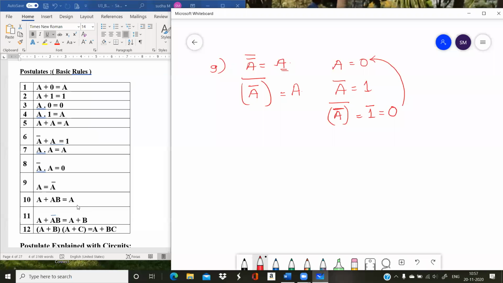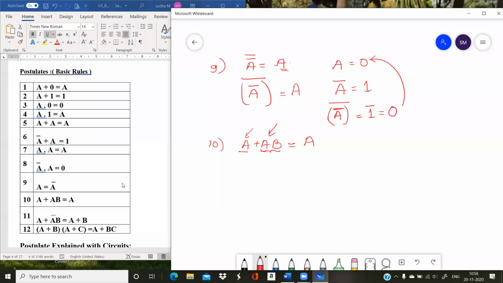Okay, 10th one we will take up. So A plus AB. A plus AB, this is equal to, the postulate says that it is equal to A. Let us see how this is happening. Okay, now A is common. This is one term in the expression. A is the first term and AB is the second term in our expression.